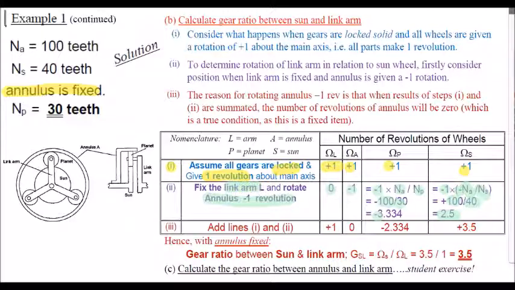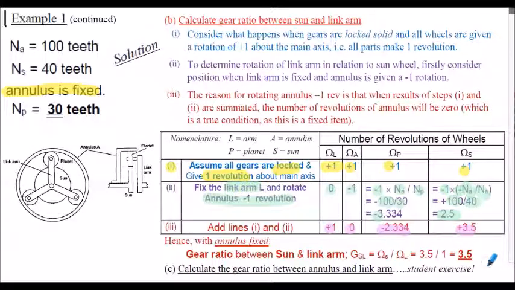What we do in the last one is simply add them up. Just add up the columns. So the link arm added 1 to 0 gives us plus 1 for the link arm. The annulus should be fixed, and that is fixed. We've got a positive 1, a negative 1. Yes, the overall annulus is fixed, which it is. It's not rotating at all. Adding up the planet column, we've got the positive 1 minus the 3.33 recurring, so negative 2 1/3 effectively there. And then adding up the sun, we've got the 1, and we're adding 2.5 to get 3.5.